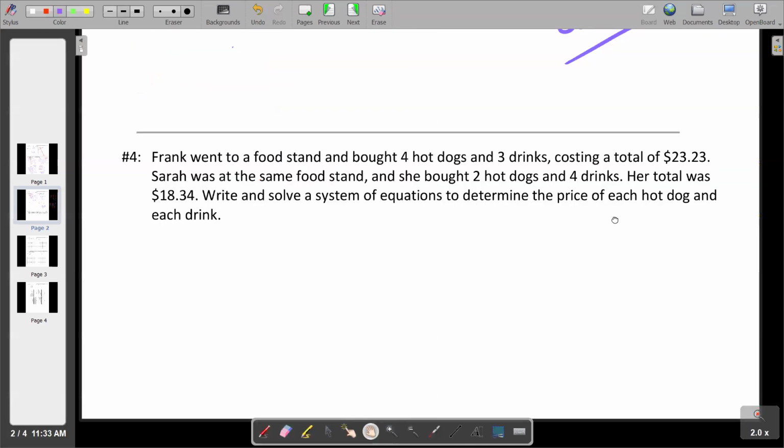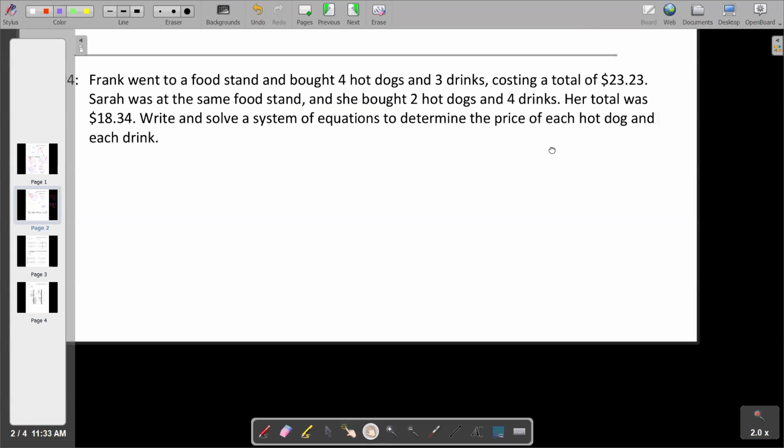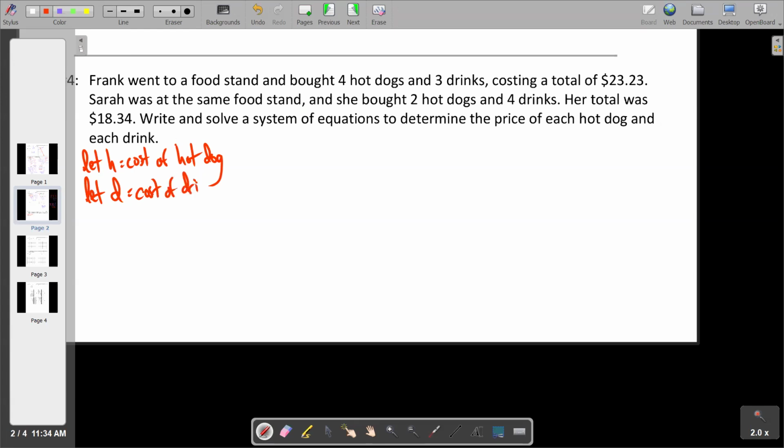This one, number 4, should be pretty fresh because I think we did quite a lot with this. We did a lot. So you would declare your variables. My first one, I would say let H equal cost of a hot dog. Your variables might be different from mine. Let D equal the cost of a drink. As I've said before, I'm not really worried about whether or not you like that step. Yeah, think that step is lame. Yeah, still got to do it.